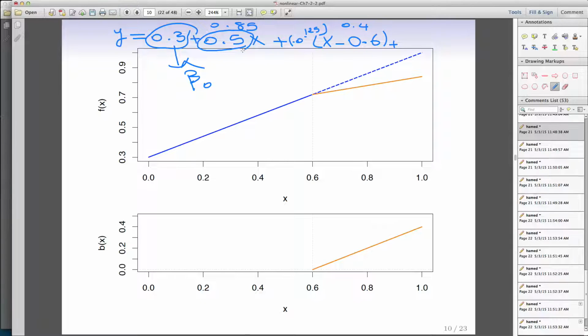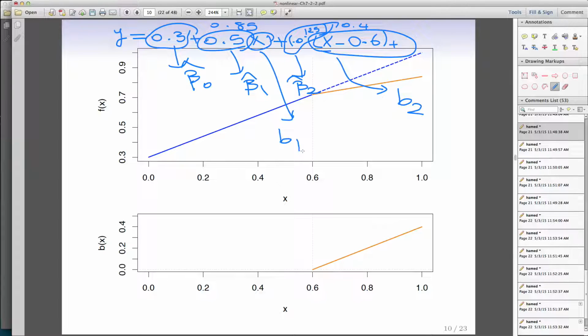This is beta hat 1. And this negative number is beta hat 2. This is our first knot, so that's b2. This x is our first base function, that is b1. So b1 and b2 have not been estimated. These were given to us. These three numbers, beta hat 1, beta hat 0, and beta hat 2, were the estimates we found.